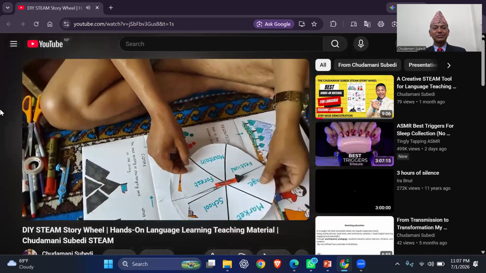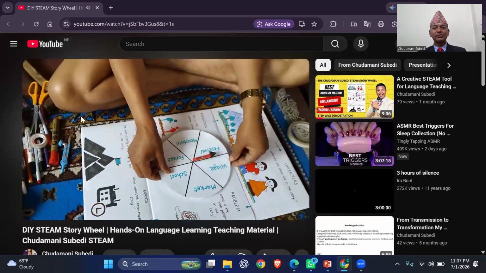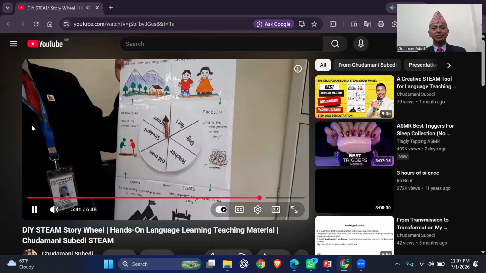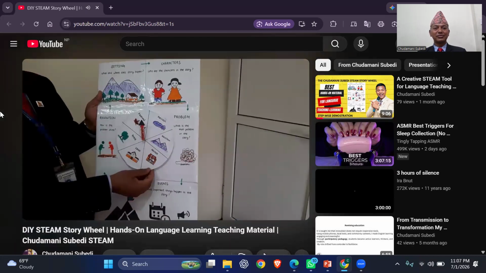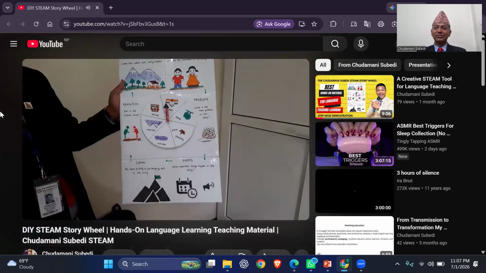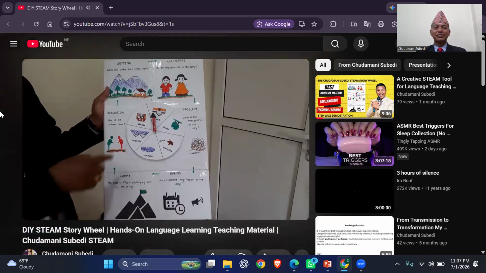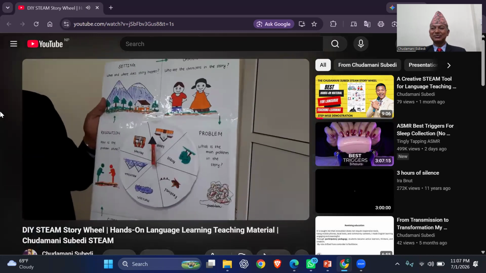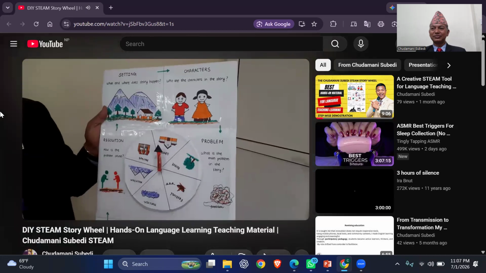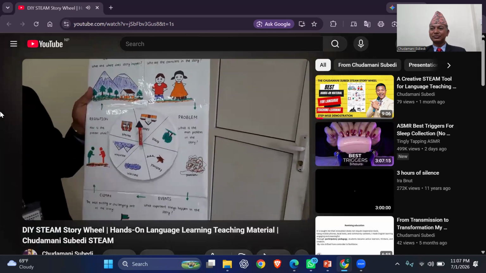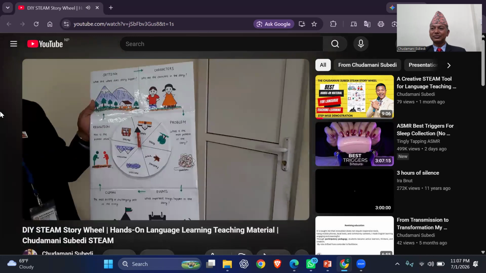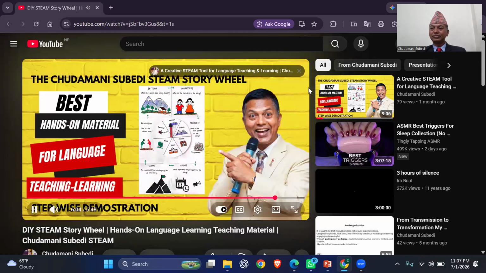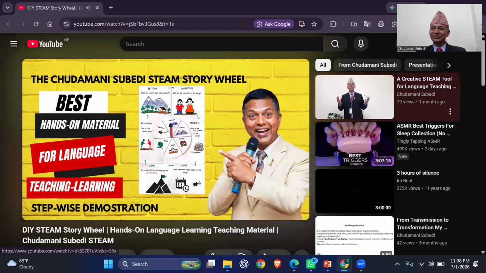pieces, and you can insert new ones. This means teachers can create unlimited story models. You can see the story structure guide, the rotating wheel, the pointer, the replaceable content sections, and the complete hands-on learning design. Everything is now ready for classroom use. If you'd like to learn how this STEAM story wheel can be used in actual classroom teaching and learning activities, please check the full demonstration.